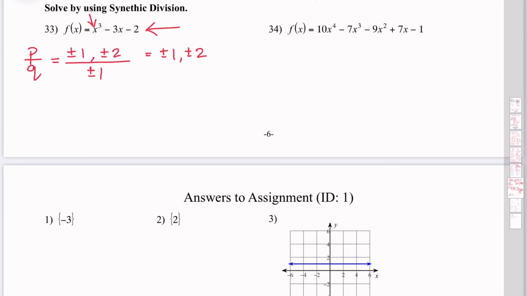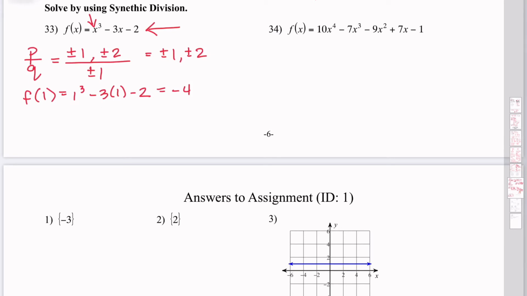If by plugging in these numbers into your function you get 0, that means that that number is a 0 of the function, and I'm going to show you what I mean. So I'm going to choose positive 1. If I plug in f of 1 into the function, I get 1 cubed minus 3 times 1 minus 2. 1 cubed is just 1. Negative 3 times 1 is negative 3 minus 2. So if we simplify, we end up with negative 4. Does that equal 0? No. So positive 1 is not a 0 of the function.